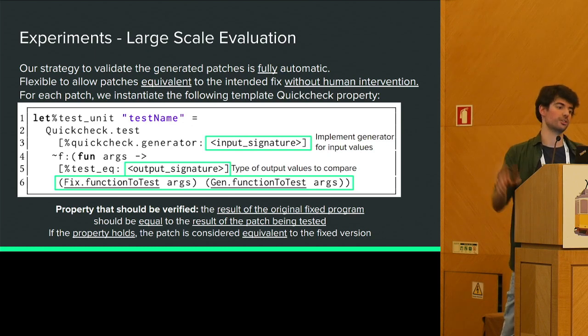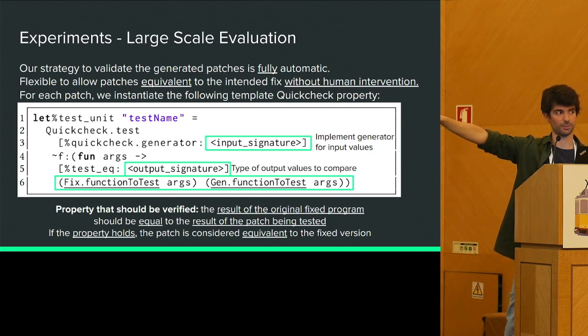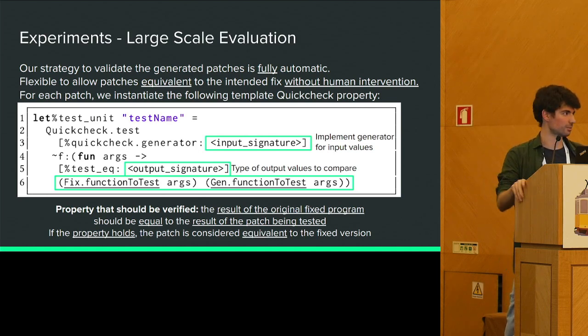The output signature tells quick check how to compare results, and the property that should be verified is that the result of the original fixed version should be the same as the result of the patch that we are currently testing. And if this holds, the patch is considered equivalent to the fixed version. And thus, we consider that is a successful repair.